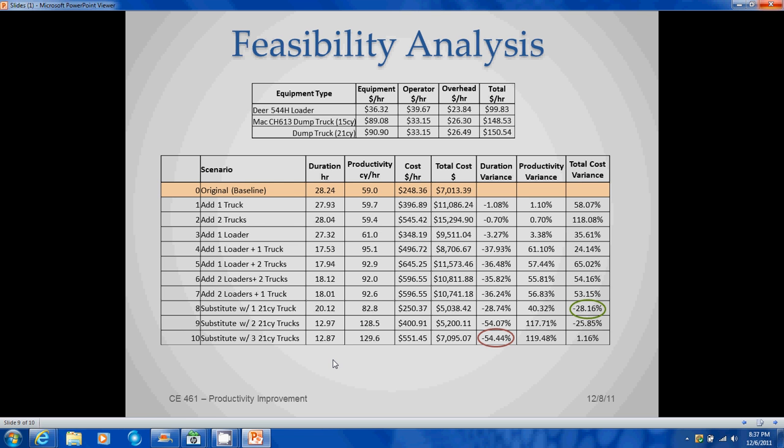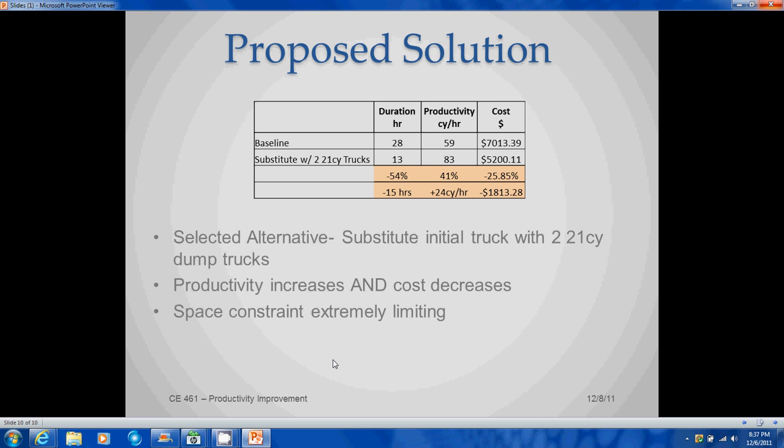So in choosing the best selected alternative, we chose the equipment combination with both the highest production and the lowest overall cost. The best selected alternative based on the feasibility costs and production analysis would be to substitute the smaller initial dump truck with 2 21 cubic yard trucks. This cuts the total job cost down by almost 26% and lowers the duration of the work by 54%. Based on our model, making this small change in equipment type and number increased the productivity at a greater rate than the increased per hour cost, making it the most efficient alternative.